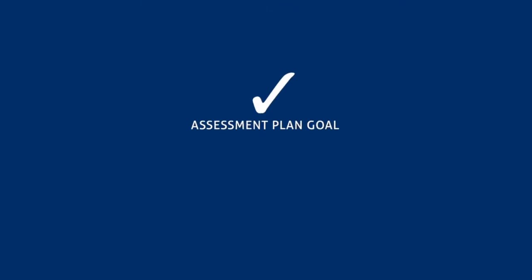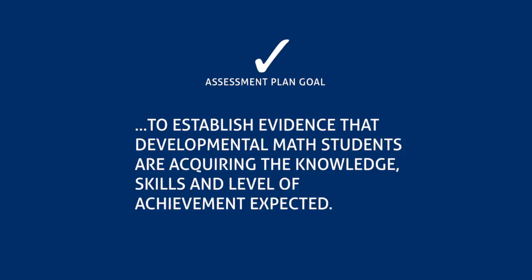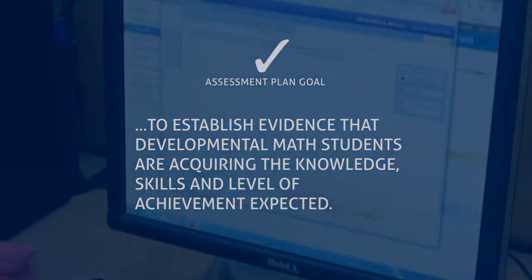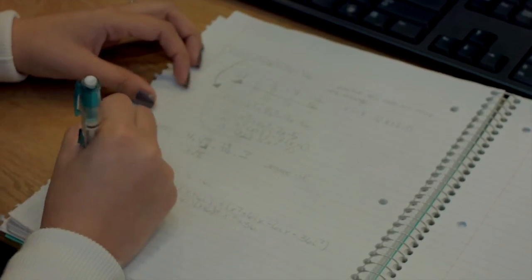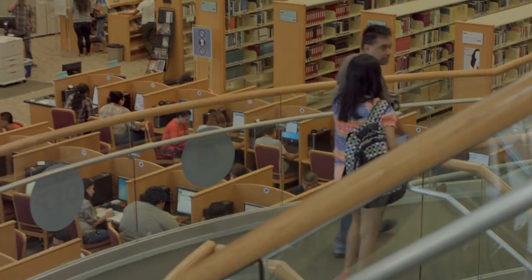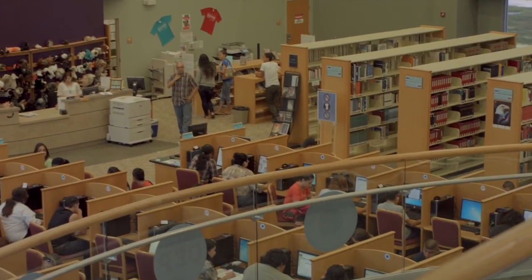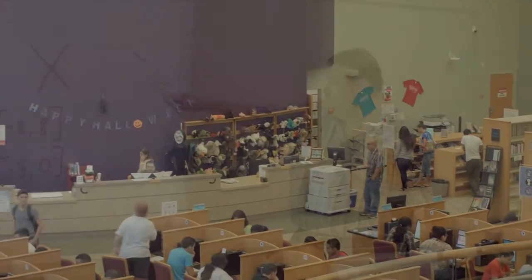TSTC Harlingen understands and values that assessment is an integral part of the Quality Enhancement Plan. The primary aim of the assessment plan is to establish evidence that developmental math students are acquiring the knowledge, skills, and level of achievement expected. The assessment plan will include a quasi-experimental pre-post test design to determine whether programming interventions are having the intended impact on students. The assessment process is comprised of formative, summative, direct, indirect, quantitative, and qualitative assessment. While the focus of the assessment plan will be on the project's overall impact on student learning, it will also help us to determine the effectiveness of the initiative itself to produce measurable change in the success of students.